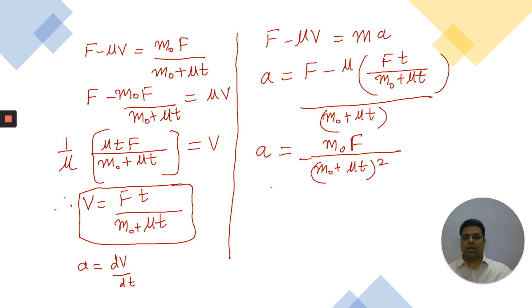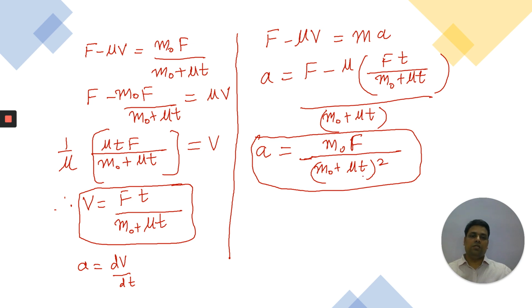So that is the acceleration. The same thing you can arrive at using differentiation of v with respect to t. So this is how the acceleration and velocity are functions of time. That means you can see as t is increasing, the acceleration is decreasing. Of course velocity should increase, but acceleration will decrease. At t equal to infinity, acceleration would become zero.